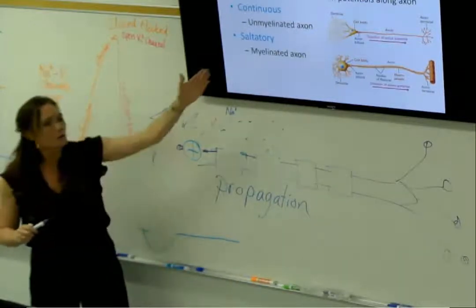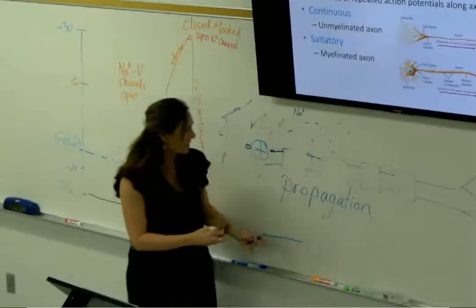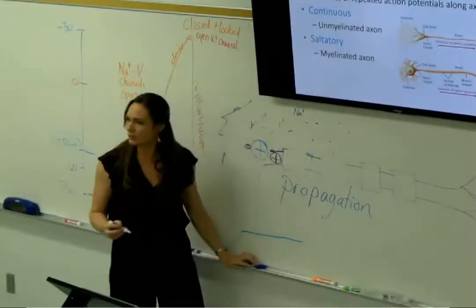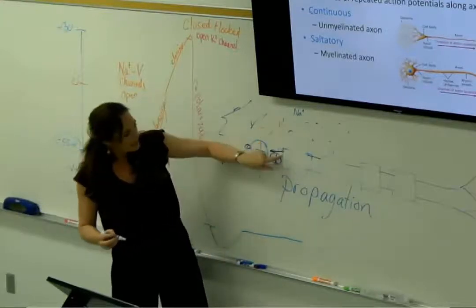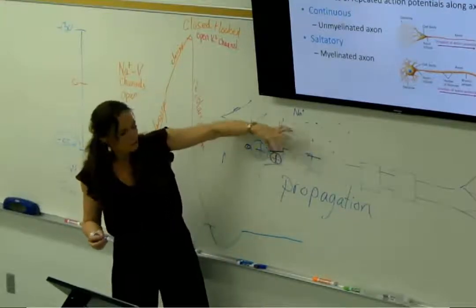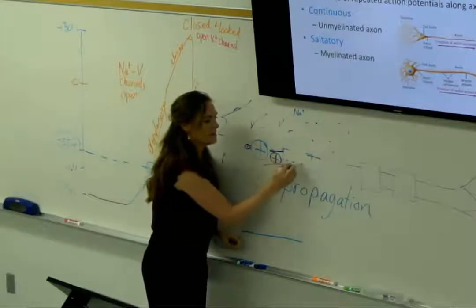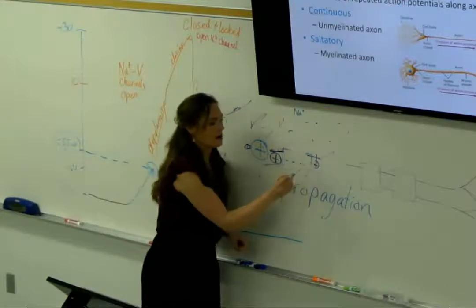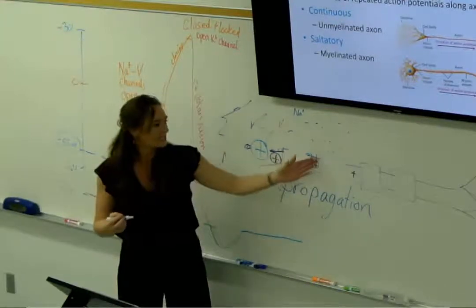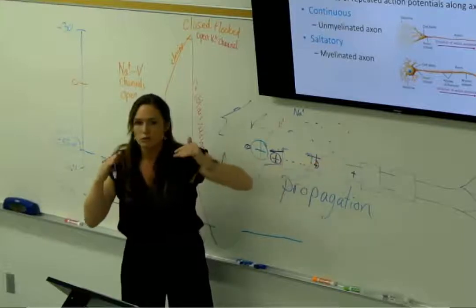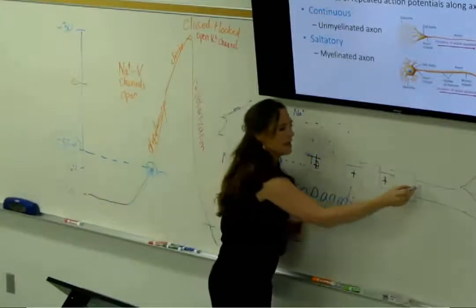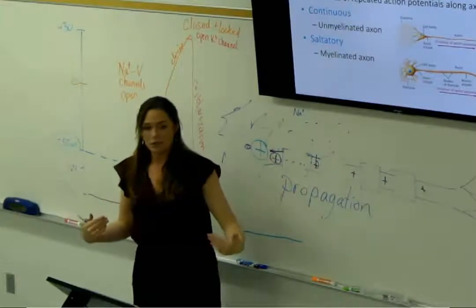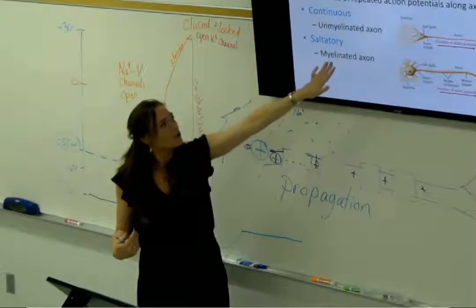So saltatory propagation is where we have depolarization taking place here. And instead of saying, oh, this channel and this channel, it just beams across and actually stimulates that one. So it makes this part positive. It beams it through. You get to skip a whole bunch of channels opening and closing. And so it makes this one happen and this one happen. So you can see how it's a lot quicker and takes less energy. So that's saltatory, and those ones are myelinated axons.